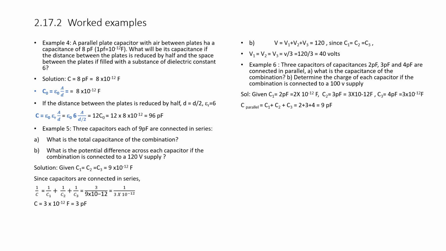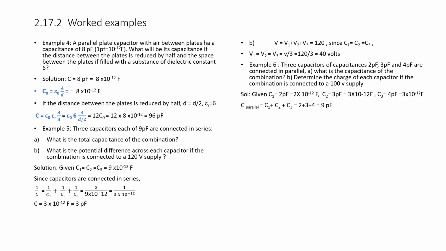Let us solve it. Given C1 is equal to 2 pF, that is equal to 2 into 10 to the power of minus 12 farads. C2 is equal to 3 pF, equal to 3 into 10 to the power of minus 12 farads, and C3 is equal to 4 pF, that is equal to 4 into 10 to the power of minus 12 farads.